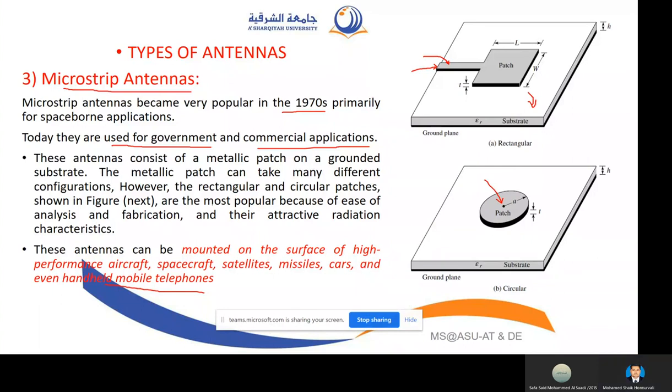Okay, so where they are applied, where you can see them: you can see them on aircraft, satellites, missiles, cars, even handheld mobile phones. But very popular are these two, rectangle and circular patch. These two are very popular. That's why I show you these two figures.